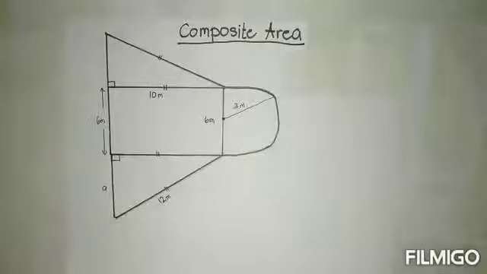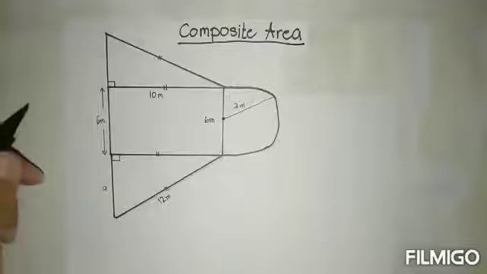Okay, let's start with the composite area. Let's go back to the basics, from a very simple problem, so that we can truly understand what is meant by the composite area. Now let's take a look at this very simple figure here. As you can notice, it is composed of different figures or shapes.